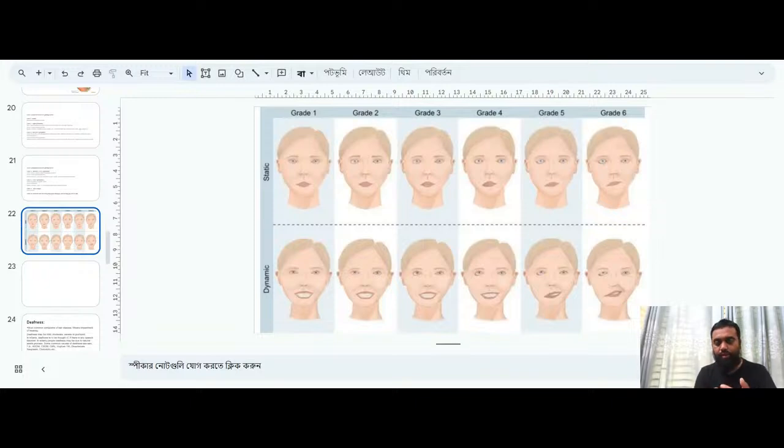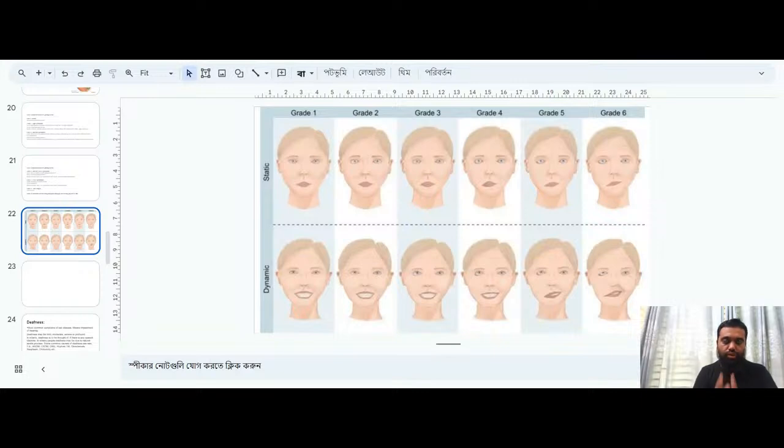Up to this, we have understood the anatomy of the facial nerve, the course of the facial nerve, and finally the injury of the facial nerve. There are different grades of facial nerve injury. The House-Brackmann staging system is one of them, and we are discussing the House-Brackmann staging of facial nerve palsy.